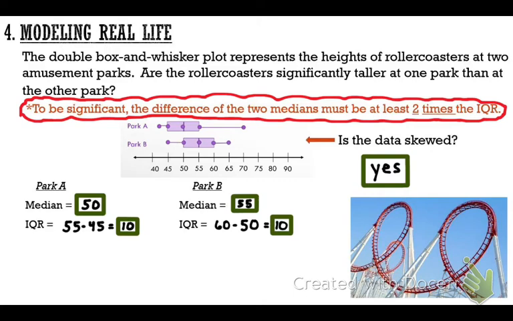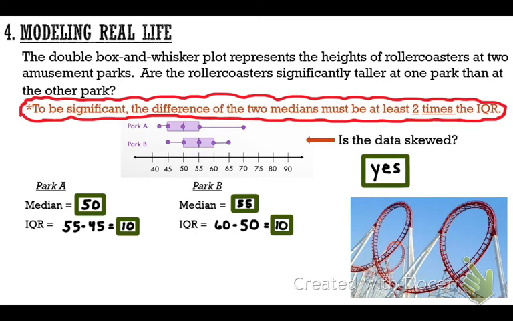But you can't just look at them and say, oh yeah, it seems significant. No, there's a way to tell if something is significant. We put it in the red cloud. What's it say? To be significant, the difference of the two medians must be at least 2 times the IQR.